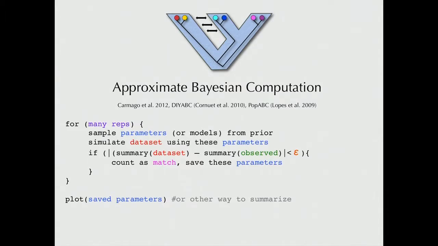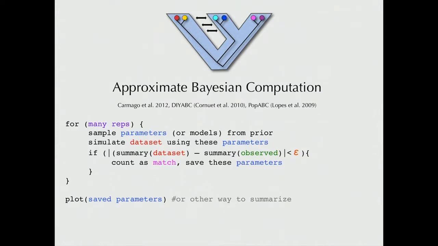Then you calculate some summary of that data set, which could be number of coalescences, could be an aspect of the genus D, could be any number of measures or multiple measures. You compare that summary stat with your observed data summary stat. If it's below some magic threshold, epsilon, you say, okay, they're close enough, it counts as a match. And then we store that set of parameters, and then repeat. Those sorts of parameters that generate data that don't look like your observed data, we throw out. Those that do, we keep.